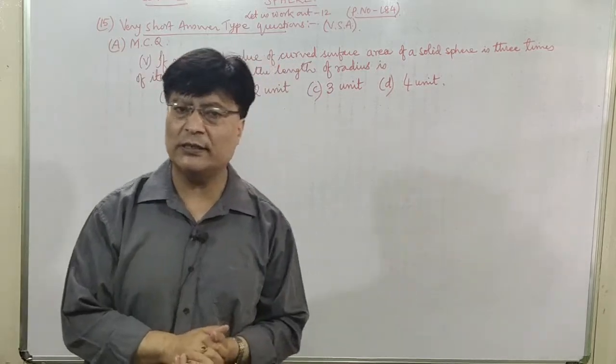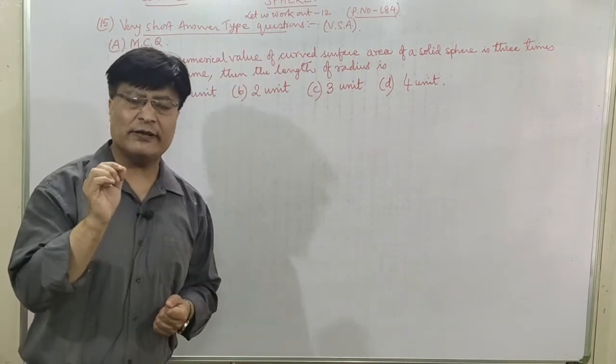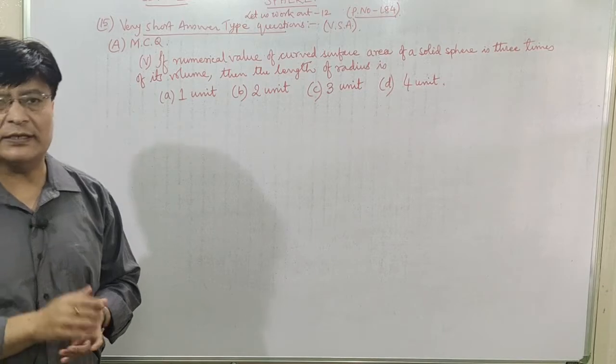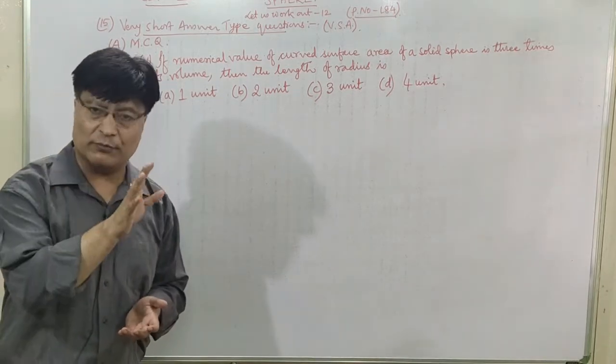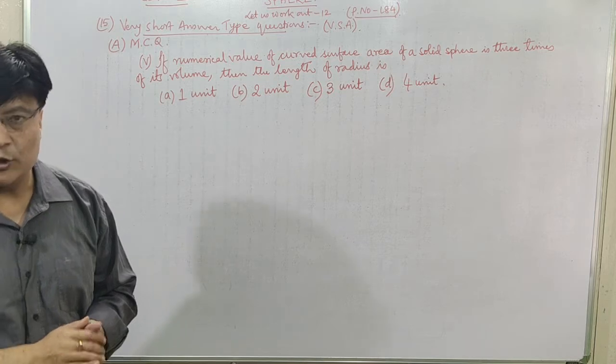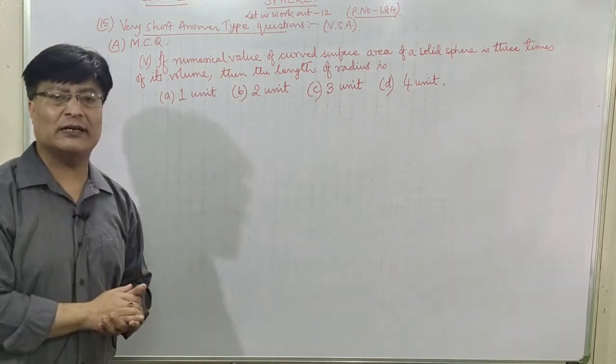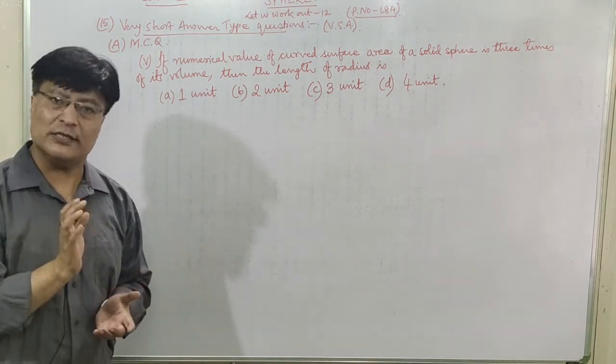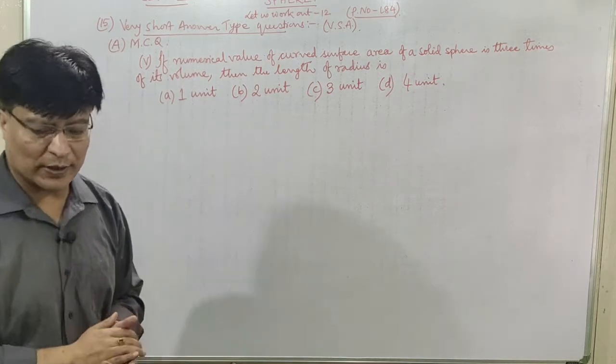So what is given out here? The curved surface area of a solid sphere is 3 times of its volume. So this is the condition given in the question. So in this case, you have to find out the length of the radius of the sphere. Is that clear? So let us find it.